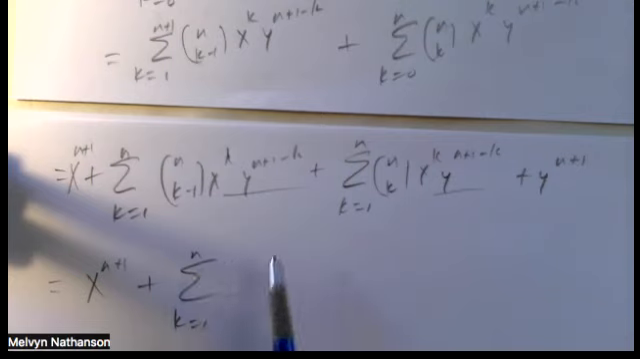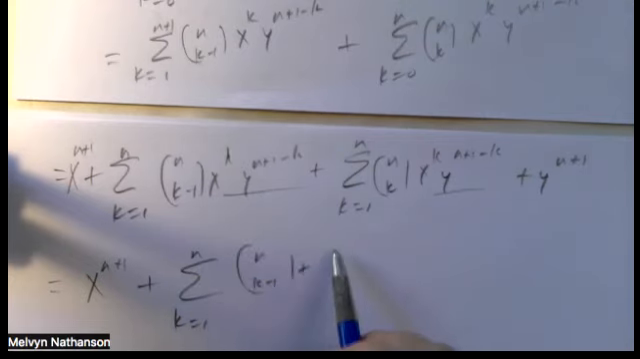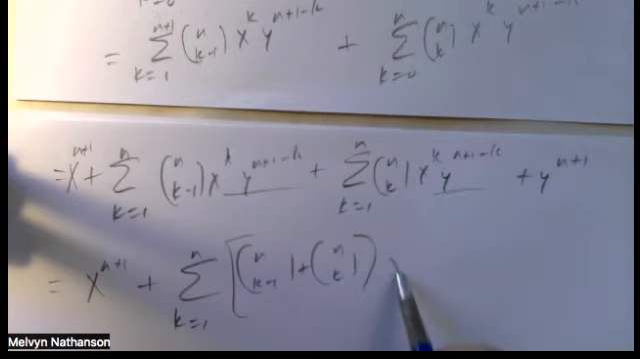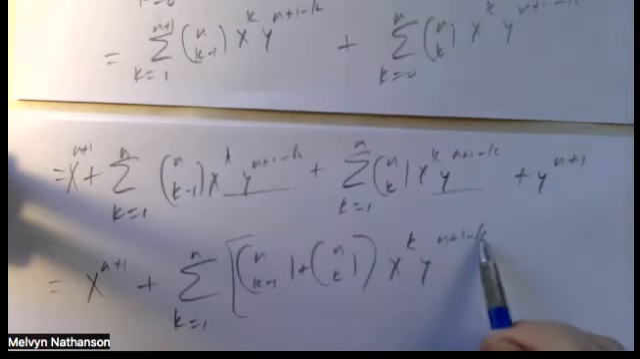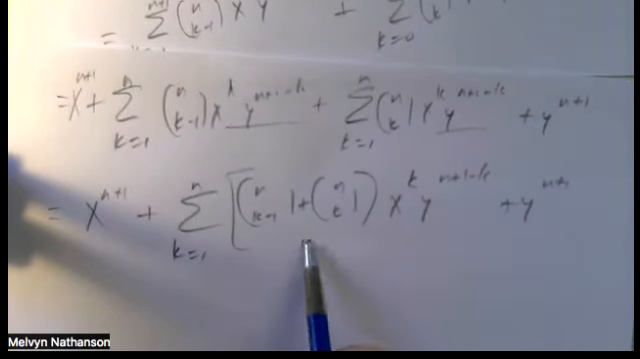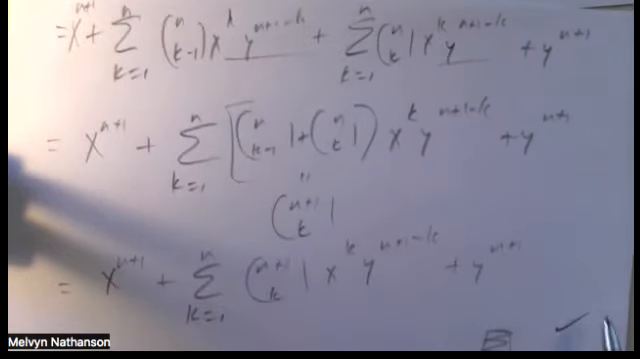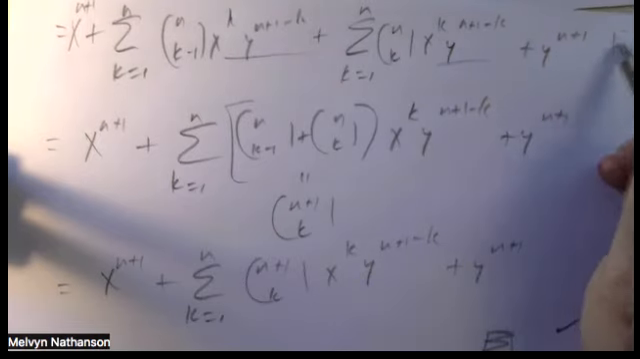I'm just putting these two together. I have n choose k minus 1 plus n choose k, x to the k, y to the n plus 1 minus k, plus y to the n plus 1. And this we just proved is n plus 1 choose k. So this is x to the n plus 1 plus the summation, k goes from 1 to n, of n plus 1 choose k, x to the k, y to the n plus 1 minus k, plus y to the n plus 1. And this, lo and behold, is exactly what we wanted to prove.